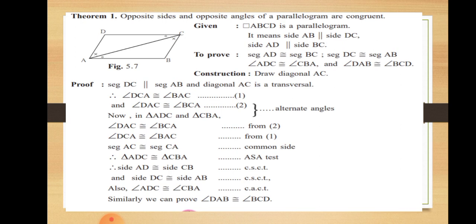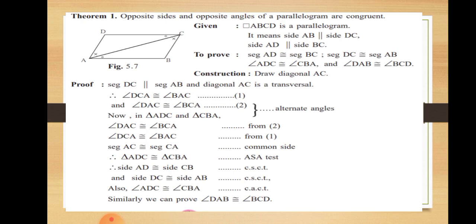So we write the given: ABCD is a parallelogram, side AB is parallel to side DC and side AD is parallel to side BC. This is our given, or antecedent. Now, what is to be proved? We have to show that opposite sides and opposite angles of a parallelogram are congruent. That means side AD is congruent to BC, side DC is congruent to side AB, as well as angle ADC is congruent to angle CBA and angle DBA is congruent to angle BCD.